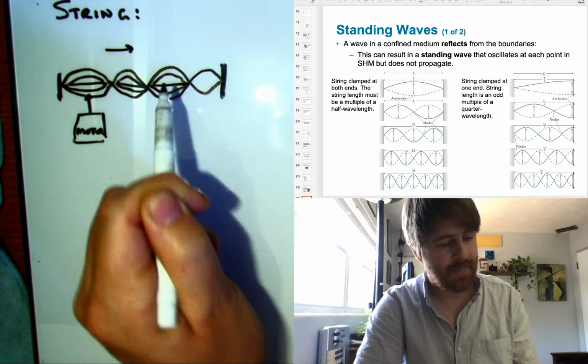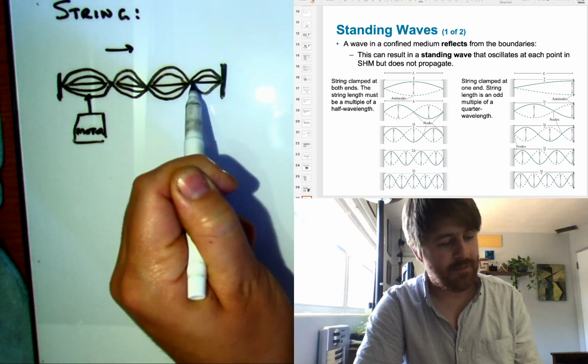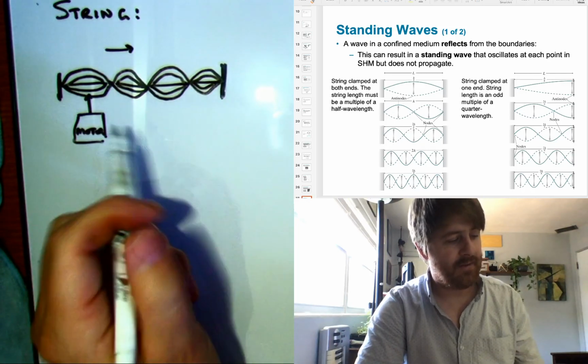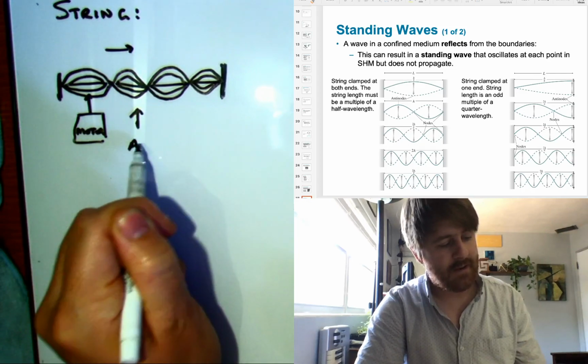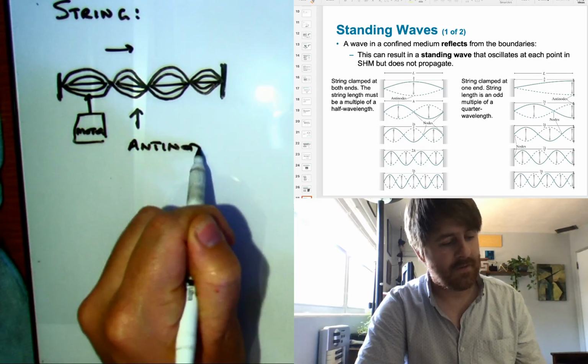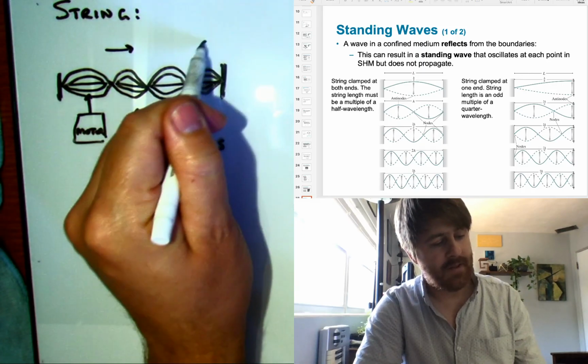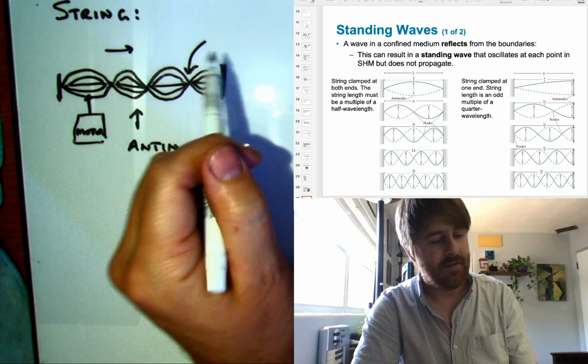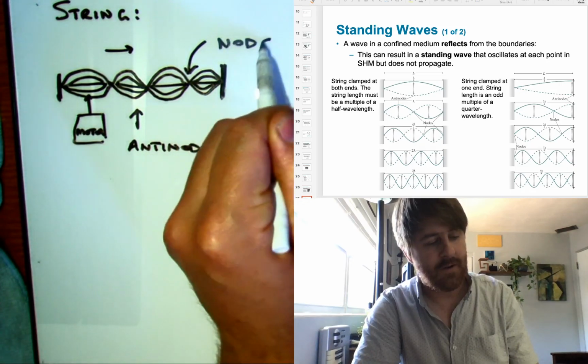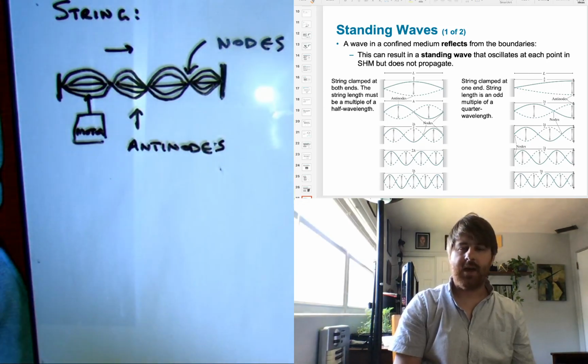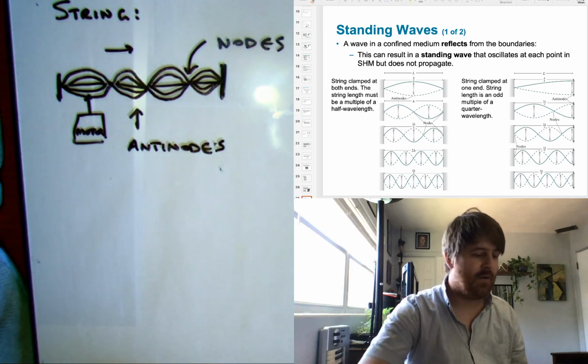Like so. But that oscillation would only occur at certain points. Those are called antinodes. But there is no oscillation at these other points, which are nodes. Okay, so how do we do this?